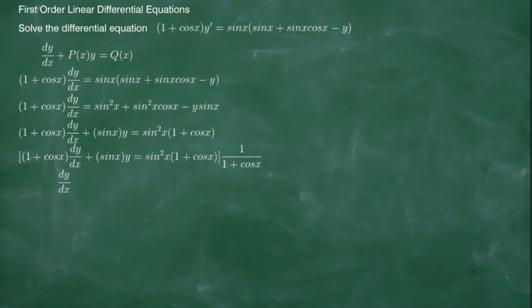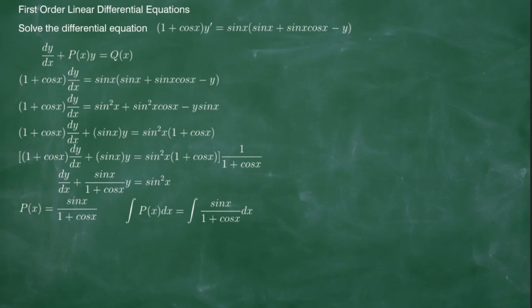So the first term will cancel out 1 + cos x and we're left with dy/dx + (sin x divided by 1 + cos x) times y equals, 1 + cos x will cancel out, we'll have sin²x on the right side of the equation. So our p(x) is sin x over 1 + cos x. The integral of sin x over 1 + cos x dx.